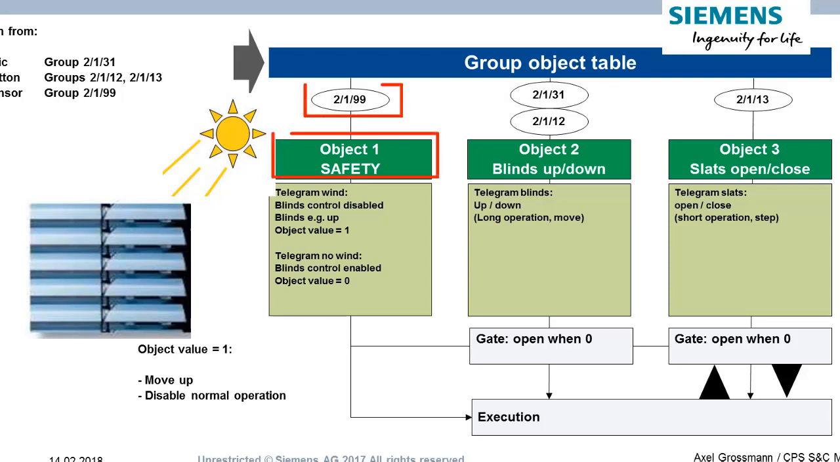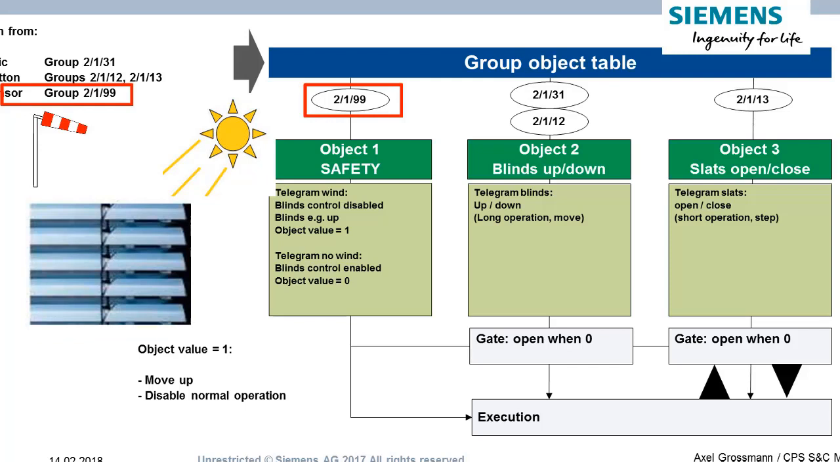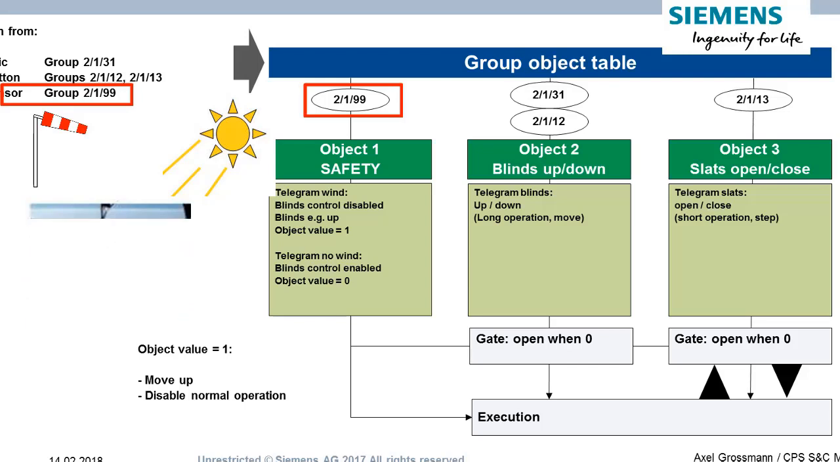It is linked to a wind sensor via address 2199. If the wind sensor sends an alarm for strong wind, which is a value of 1, two things happen. The blinds are moved up into a safe position to avoid destruction by the strong winds. Manual control will be locked. Such kind of control is called gate function. Both gates for manual operation will be locked by the 1 in the alarm telegram. That means neither manual control nor automatic control will work. The wind alarm has priority.